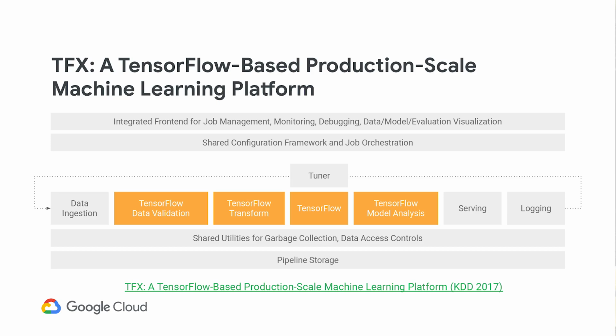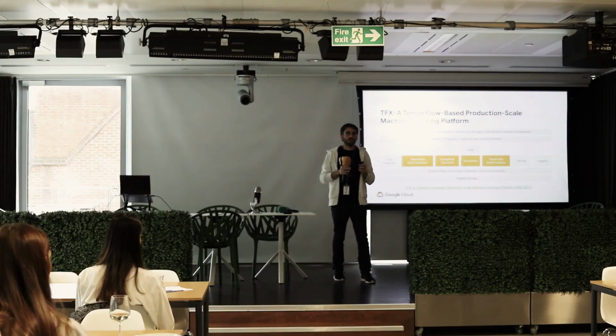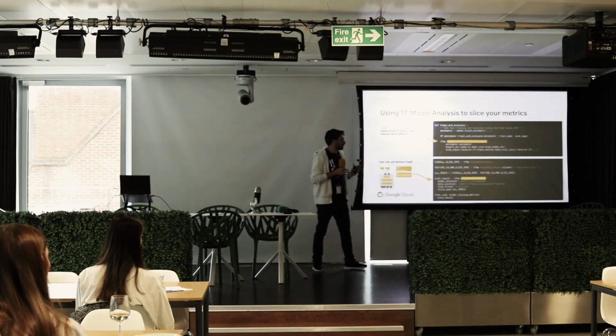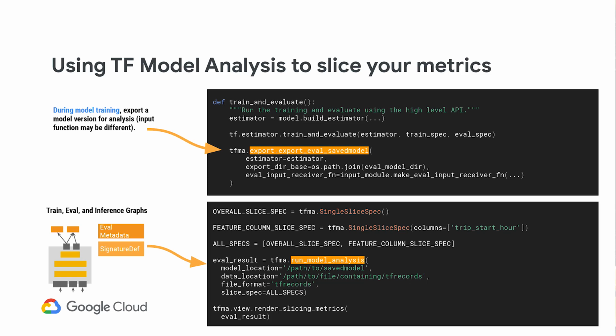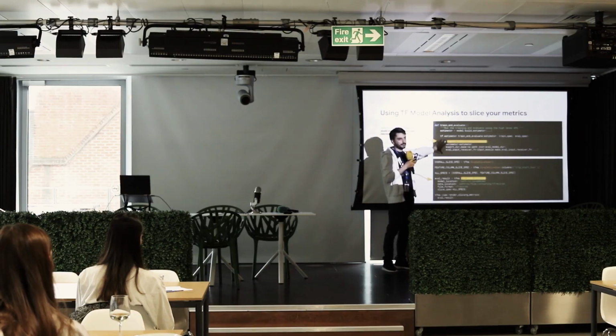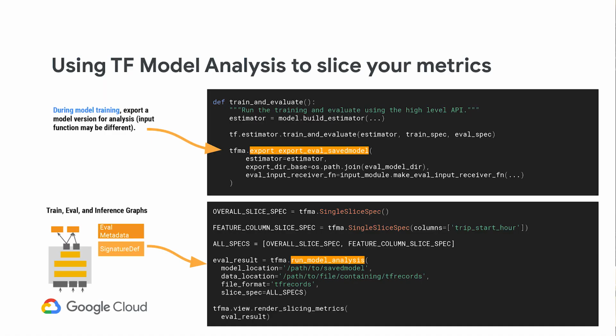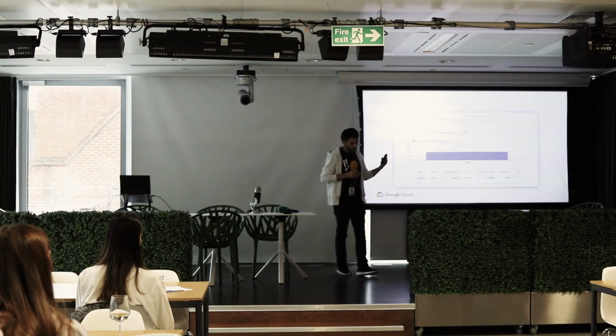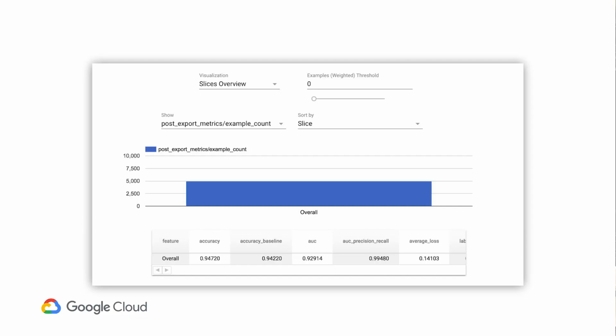So now you train the model and you want to understand the model. Okay, so how do you do that? Well, we have another package, which is TensorFlow Model Analysis. What you can do is, when you train your model, you just export a second model which is specific to model analysis. So you add this snippet into your code, and then you run model analysis. And this can give you metrics like, what's the overall accuracy of the model, of course, standard metrics.